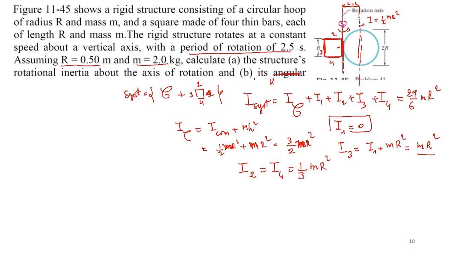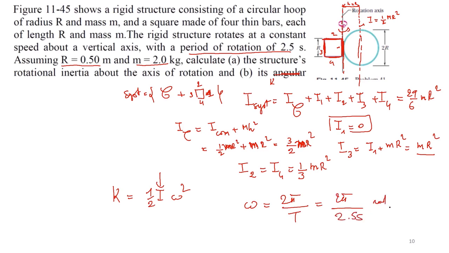Now the second question is, what is the kinetic energy? Once I get the moment of inertia, the kinetic energy is just half I omega squared. I know I. Now what is omega? I know that omega is 2 pi divided by T. So it will be 2 pi divided by 2.5 seconds. Okay? And this will be in radian per second.